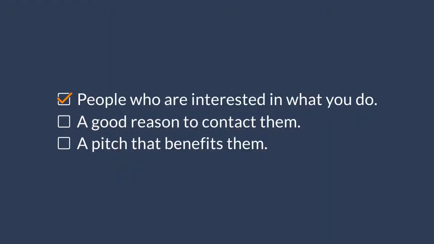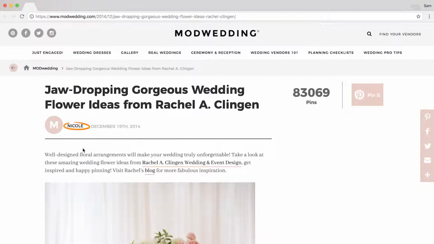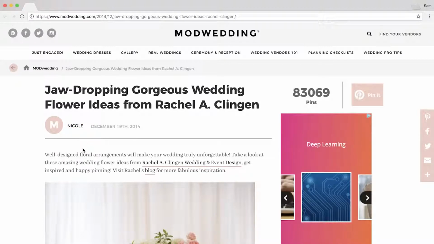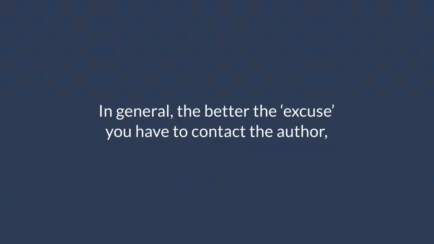So let's check that off on our checklist for successful outreach. We now have a prospect. So I can contact the author Nicole and let her know about one of my pictures that was published in some kind of wedding magazine because it's that awesome. So this now fulfills checkbox number 2. We have a good reason to contact her because we have something relevant to her piece. And of course, I'd be giving her rights to publish my photo, which also checks off number 3. As a side note, it doesn't mean that she'll publish my photo or give me a link. As a general rule of thumb, the better the excuse you can come up with to contact the author, the better your chance will be to get the link.